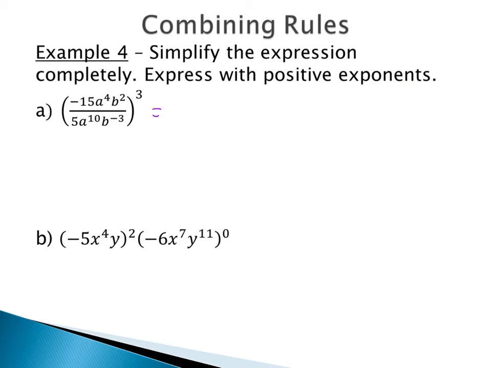So first I'm looking at my numbers and I have negative 15 divided by 5. Well, negative 15 divided by 5 would just be negative 3. Then I move on to my variables. So my next grouping would be a to the 4th and a to the 10th. Again, they're being divided. We would use our quotient rule and we would be doing 4 minus 10. So 4 minus 10 would end up being, keeping that base, a to the negative 6. And then last we would have the b squared divided by b to the negative 3. Again, subtracting your exponents, so kind of as side work here.